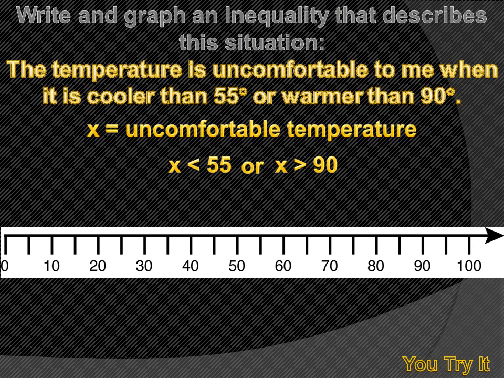Now to graph this, I just graph each of these inequalities separately. X is less than 55. Well, I put a circle at 55. I don't color it in. And I want all the numbers that are less than that, so I'm going to draw an arrow to the left. My other inequality is x is greater than 90. So I'll draw a circle at 90, and I'll draw an arrow to the right towards the larger numbers.